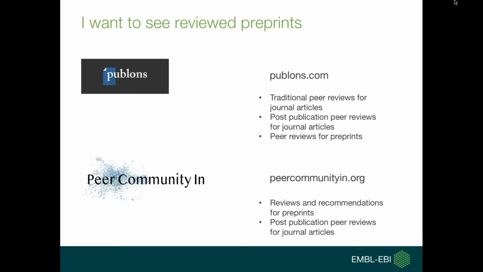Whereas Peer Community In makes not only reviews, but also recommendations. So it's sort of a thumbs up function, if you wish. It's not critical reviews as much as it is, this article I think should be recommended to read because it contains some interesting data. So Peer Community In provides reviews and recommendations for preprints, as well as post-publication peer reviews for journal articles. So both services are not limited to preprints, but both services will have something for preprint content.